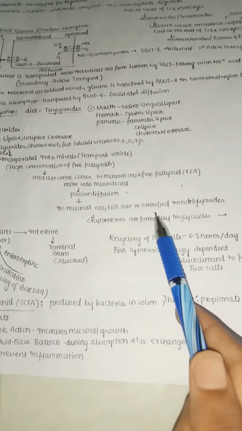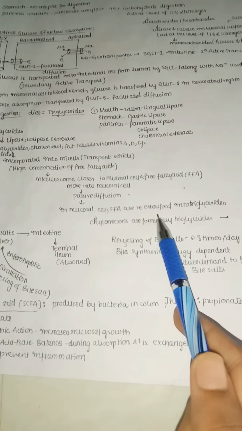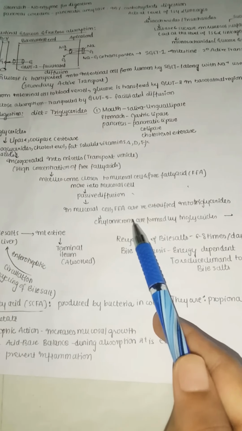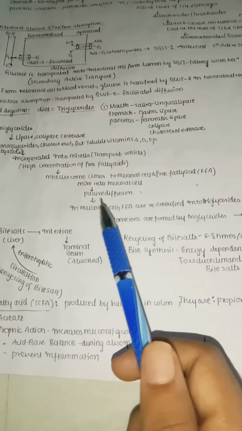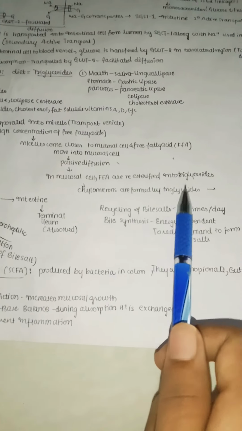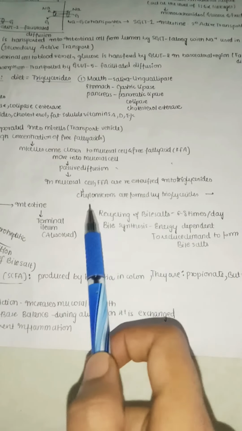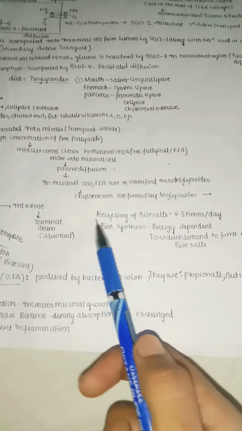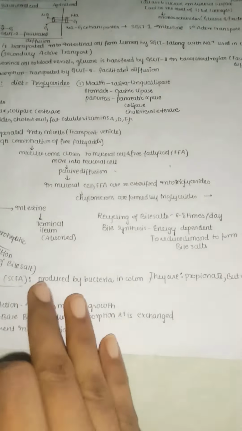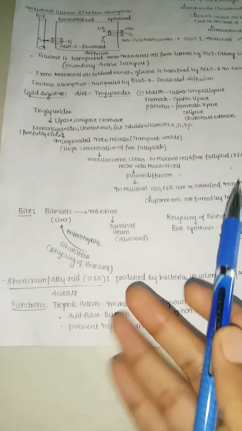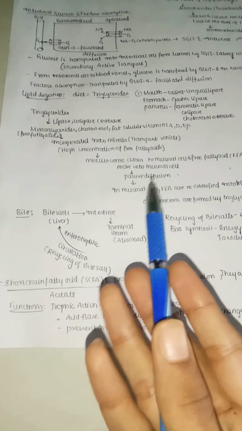Why are they re-esterified? Because they need to always keep the free fatty acids in the mucosal cell low. Only then can the next free fatty acid come into the cell by passive diffusion. After that, these triglycerides are packed in the form of chylomicrons, and these are transported to the whole of our body. So this is how fatty acids get digested and absorbed into our body.